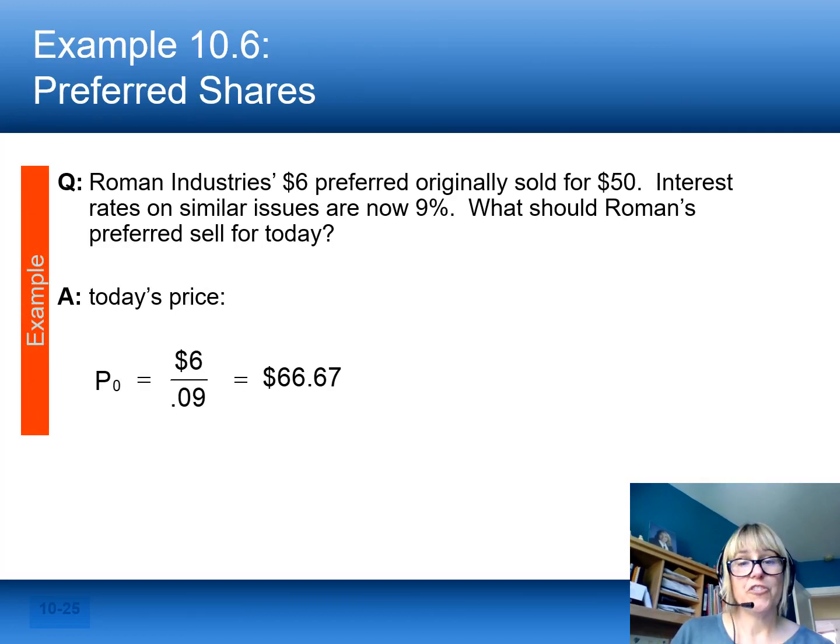So here's a good preferred share example: a $6 preferred share sold for $50. Interest rates on similar issues are now 9%. So with a $6 dividend and a 9% required rate of return, you should pay $66.67 for this particular preferred share if it's available in the secondary market.